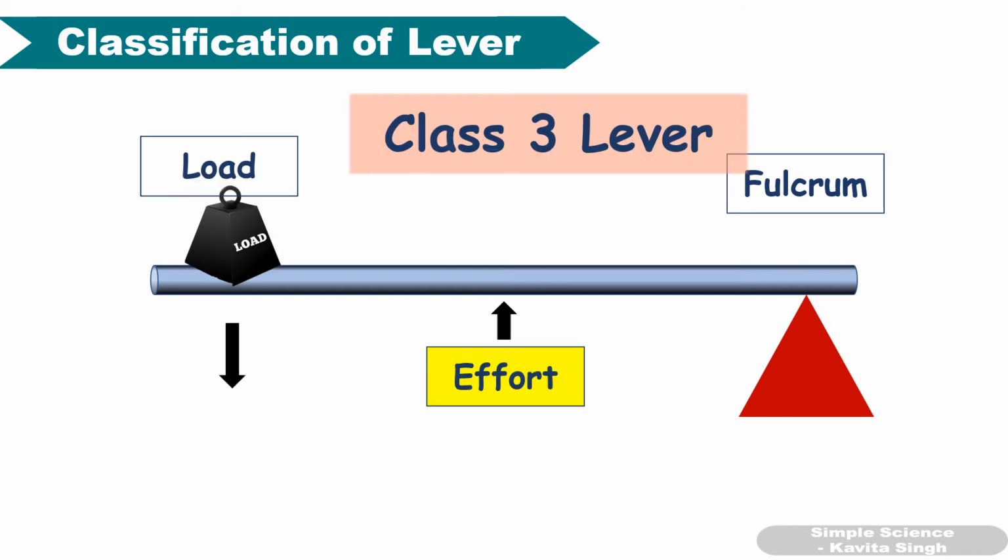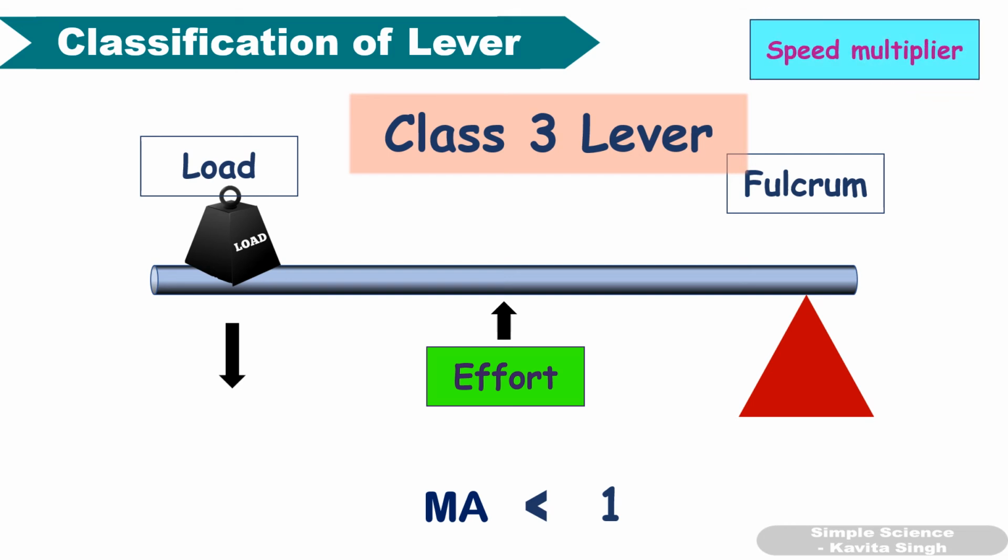Now in class 3 lever, effort is in between load and fulcrum. So wherever you move it in between, it will remain in between load and fulcrum only. That means effort arm will always be smaller than load arm. That means mechanical advantage of this kind of lever is always less than 1, and it acts as speed multiplier.